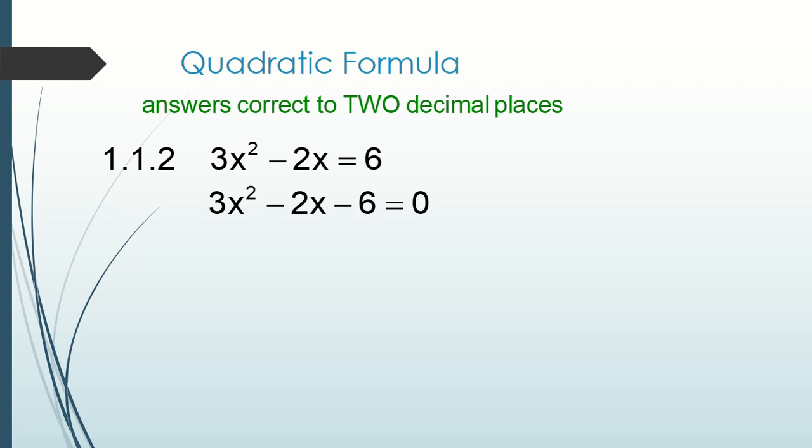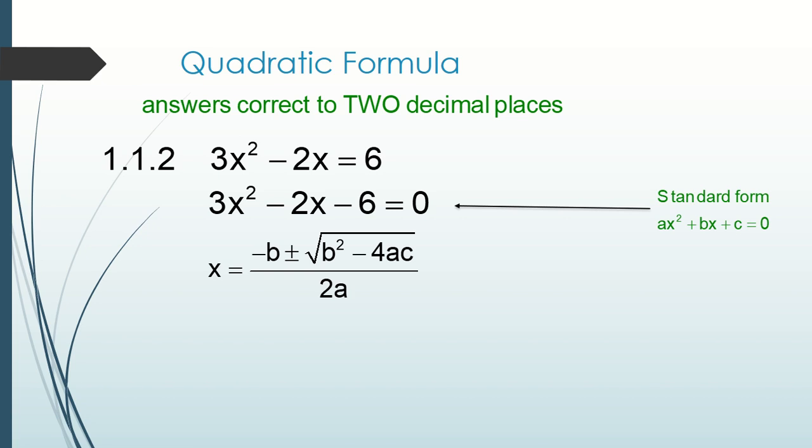So we transpose the 6 from the right hand side to the left hand side, and that will be minus 6. Now we have our equation in standard form. So you write down your formula, the quadratic formula, and this formula you get from your formula sheet. Make use of your formula sheet by writing the correct formula in your answers for the questions.